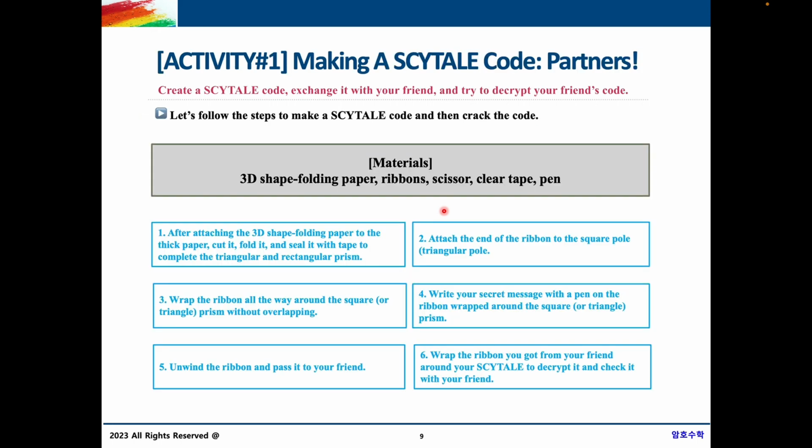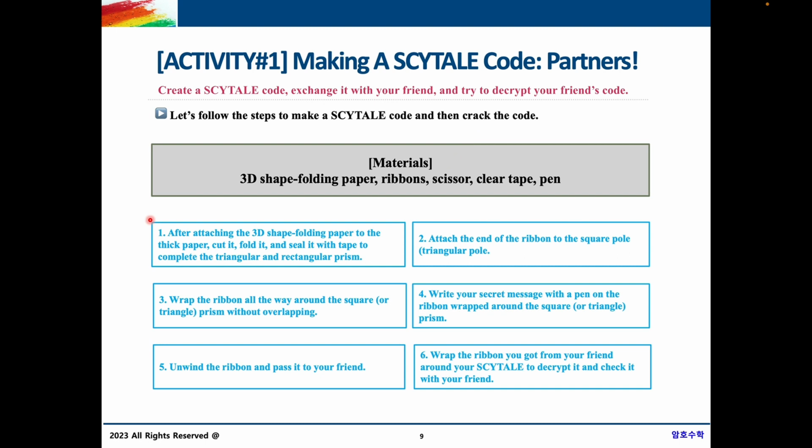For our first activity, we're going to do a partner activity. So we're going to make a ski-tail code. You're going to exchange it with your friend, and you're each going to try to decrypt your friend's code. The materials you'll need are 3D shape folding paper, ribbons, scissors, clear tape, and pen.